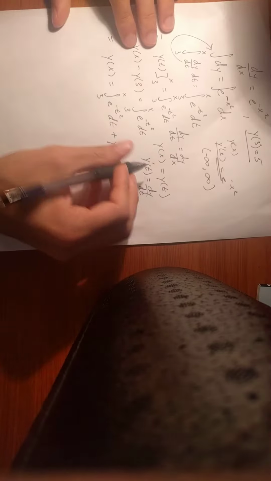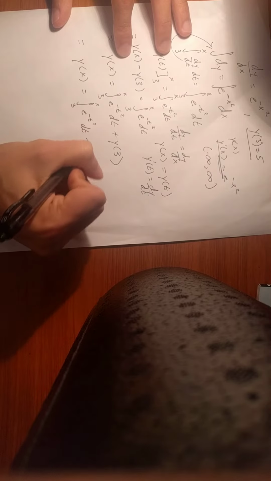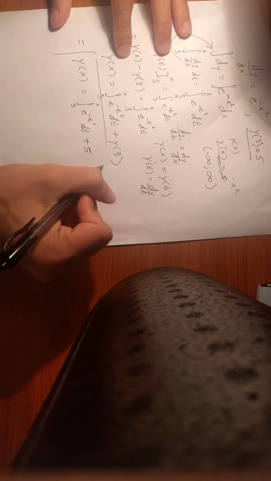Do you remember? It equals 5. So our final answer is going to be y of x equals negative the integral from x to 3 of e to the negative t squared dt plus 5. Again, t is just a dummy variable. Do not get bogged down with the t. This would be your final answer you would box.